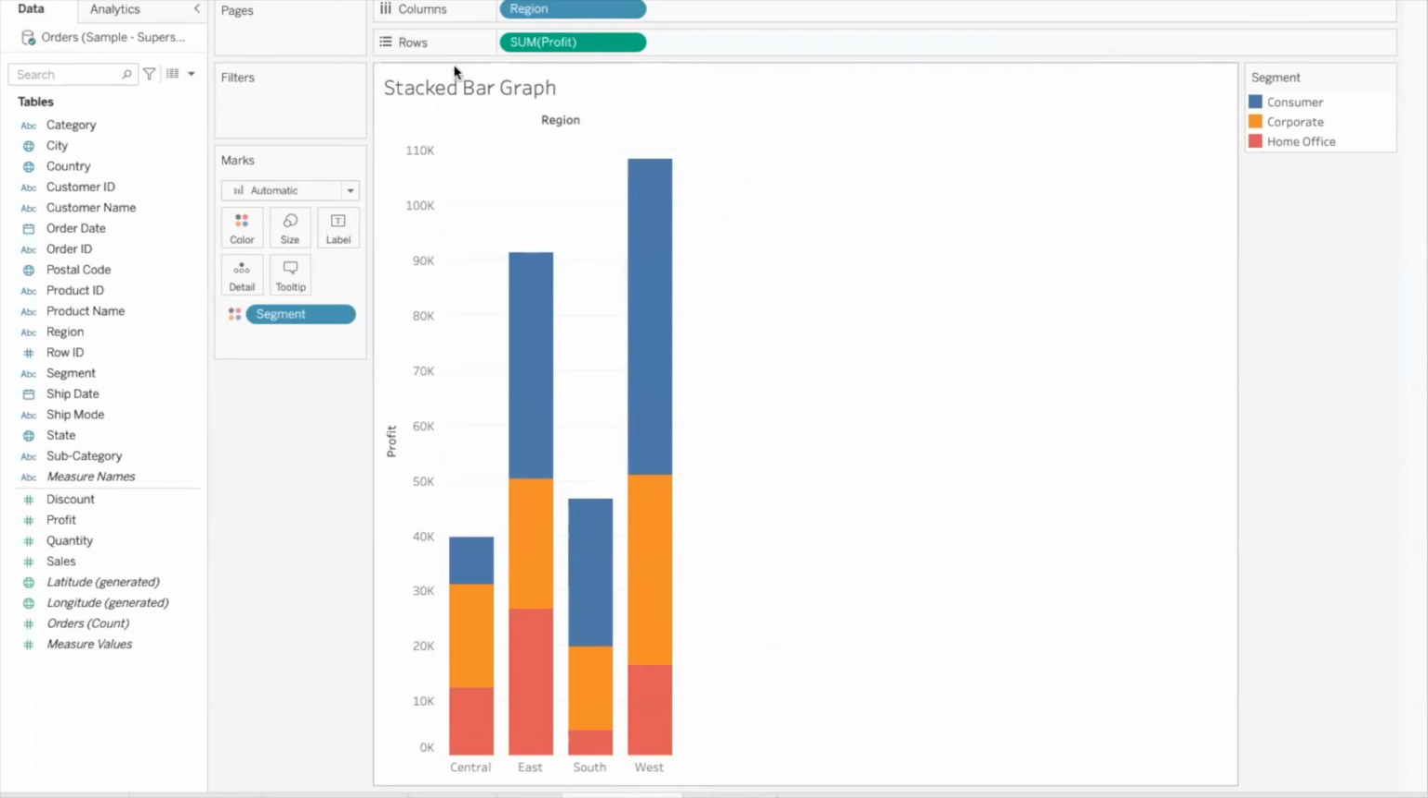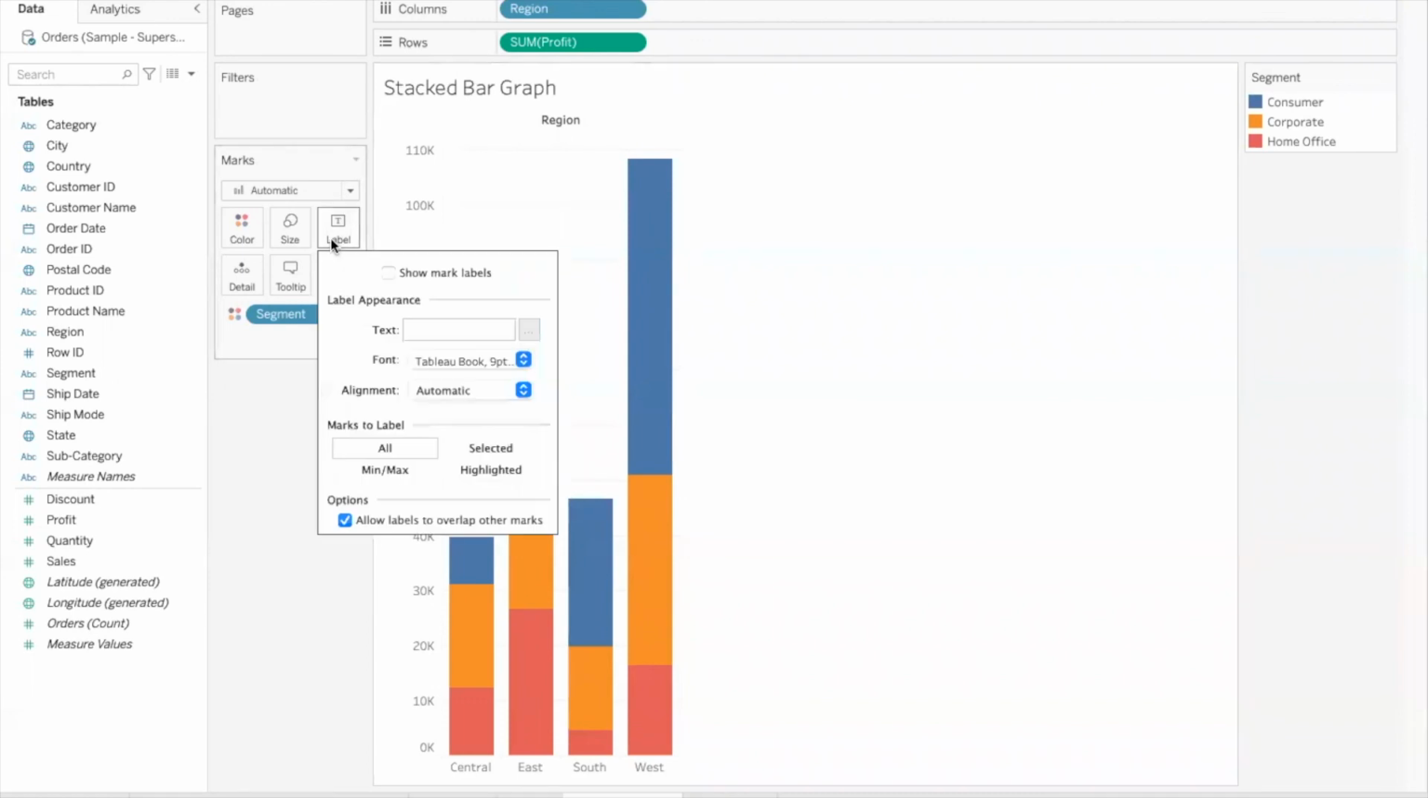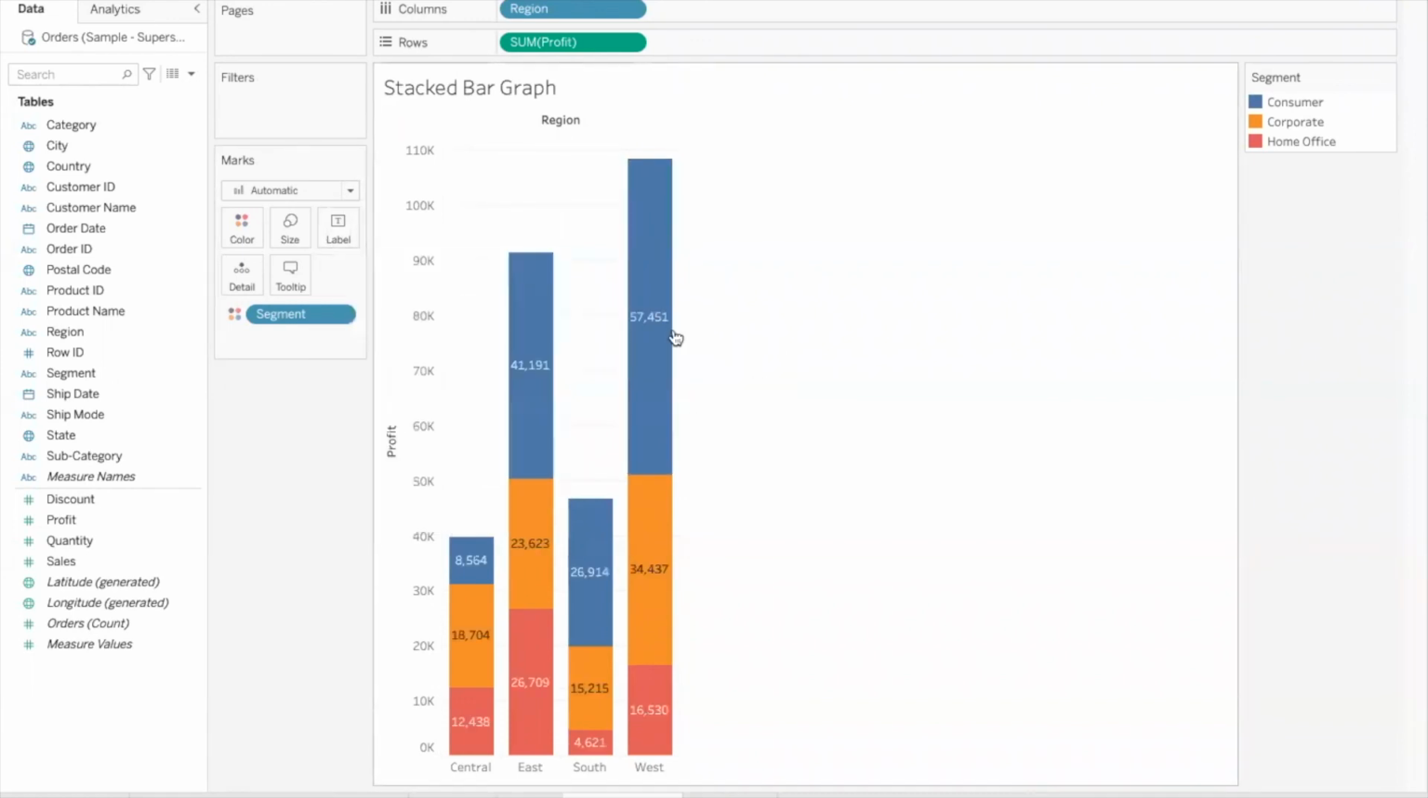I hope you all understood the stacked bar. It's not a very easy chart to understand. So if you have any doubts regarding this chart, please do refer back to the video. Still, if there's any confusion, you can reach out to our team at 360DigiTMG and we will help you out. I'm going to turn on the mark labels so that you can see the contribution of each member in the stacked bar.